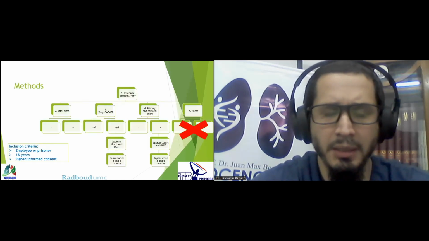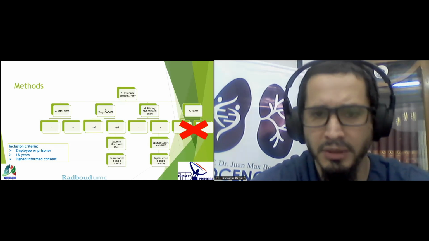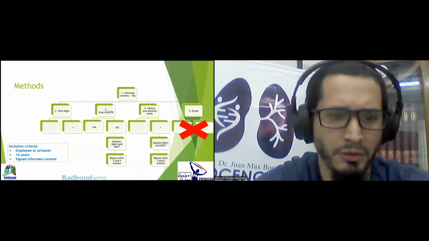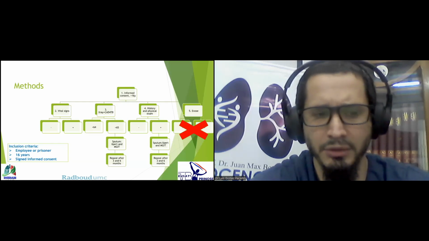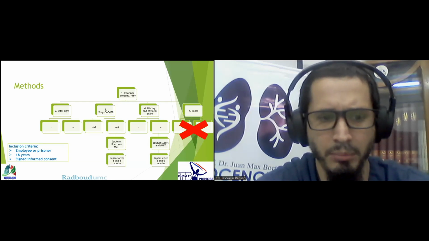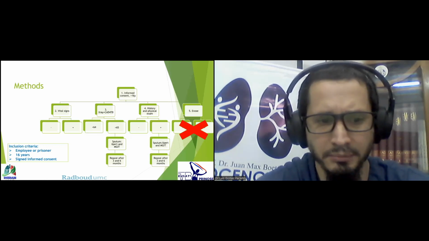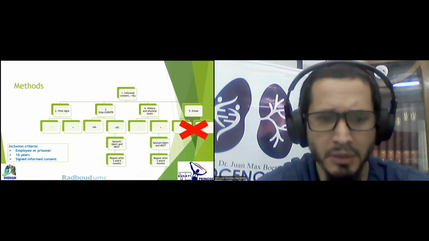First, the prisoner signs an informed consent. The inclusion criteria are that you must be a prisoner or an employee of the prison, more than 16 years old, and sign the informed consent.